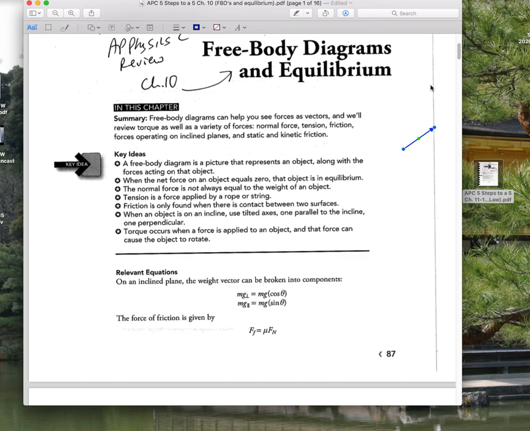If there's no friction, then whichever side has the greater component of force would actually have an acceleration in that direction. So that's an interesting idea.